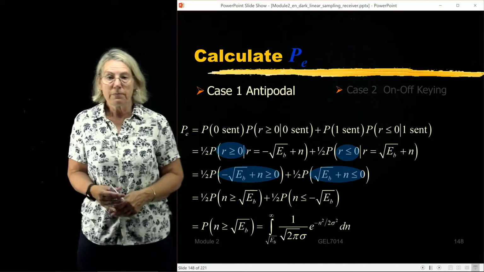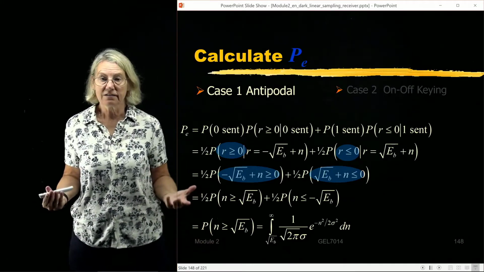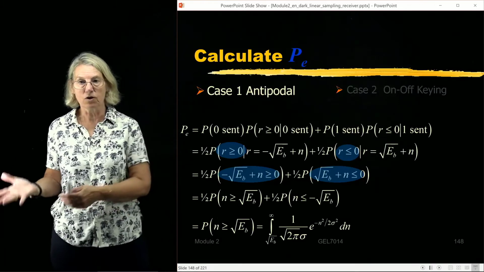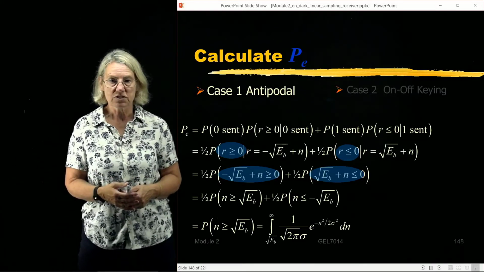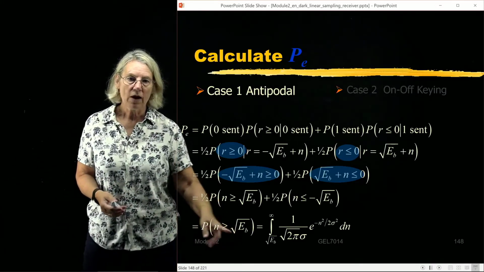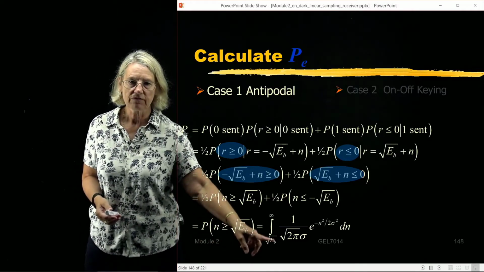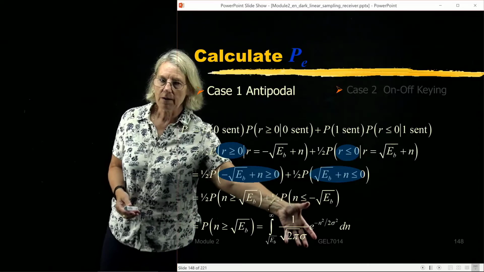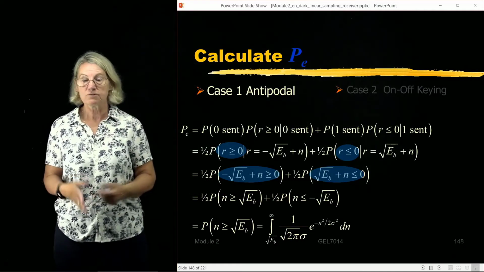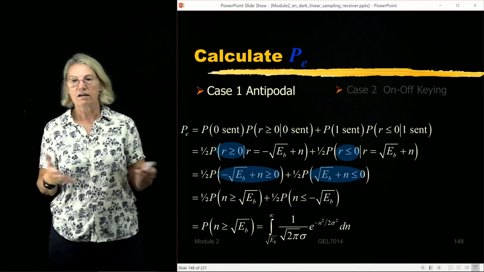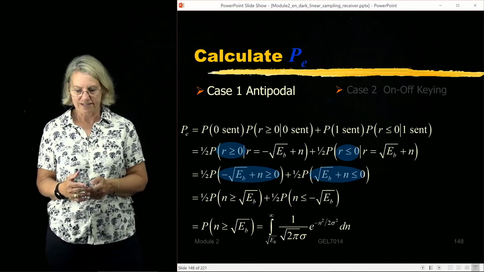And this probability, well, I calculate it. I know the distribution of n. The distribution of n is Gaussian, zero mean, with a certain variance. And so n greater than square root of EB means the integral from the square root of EB to infinity of this probability density function. So it's quite simple to find the probability of error from this signal space analysis.